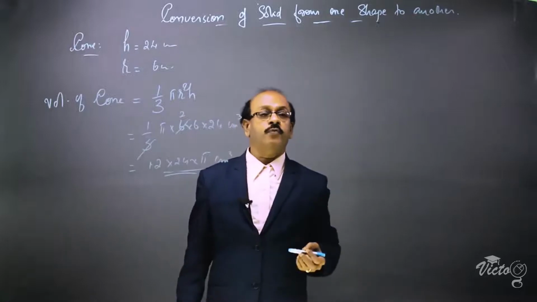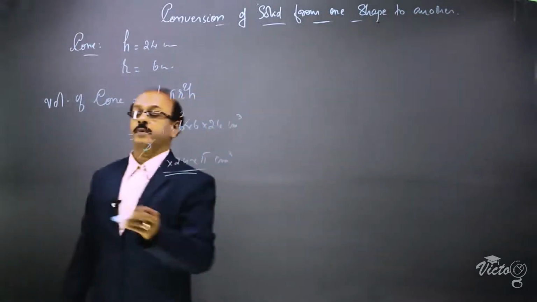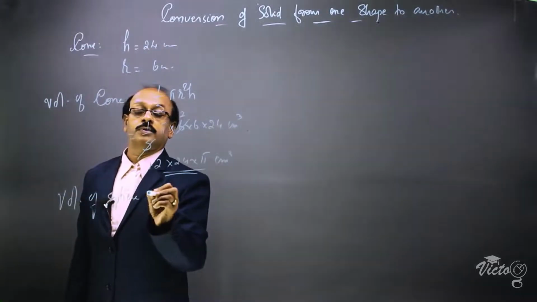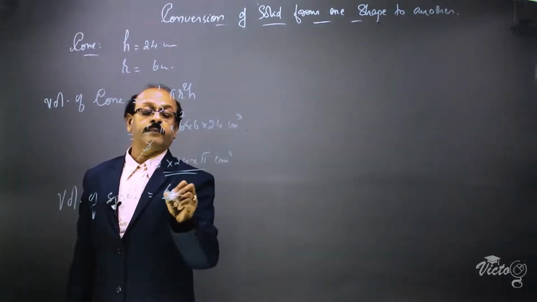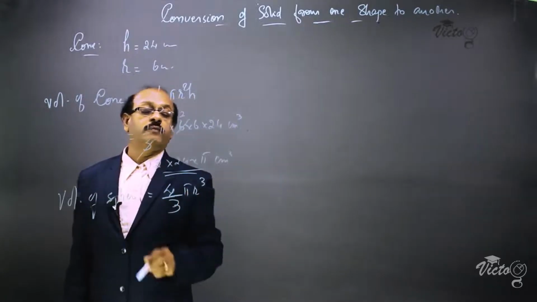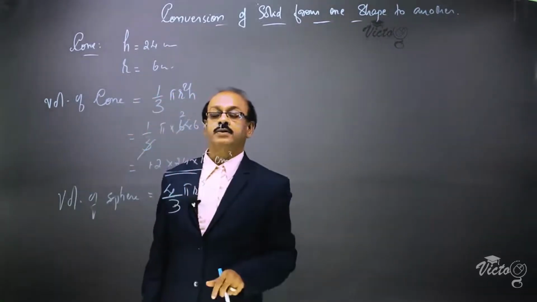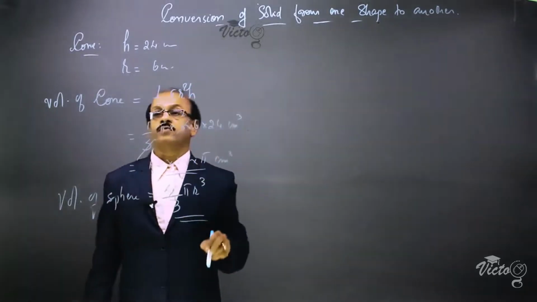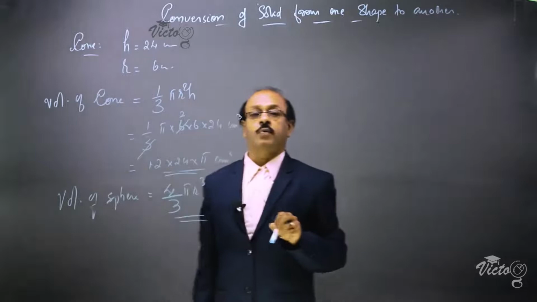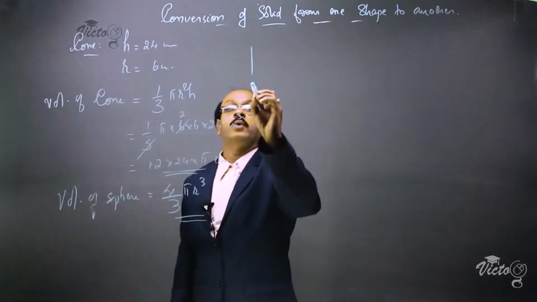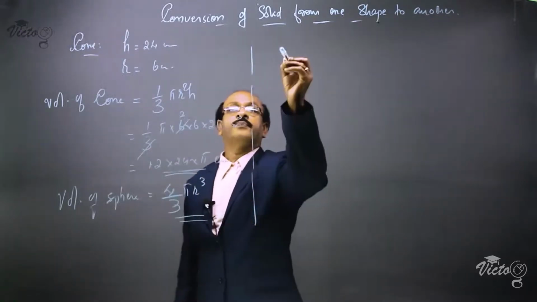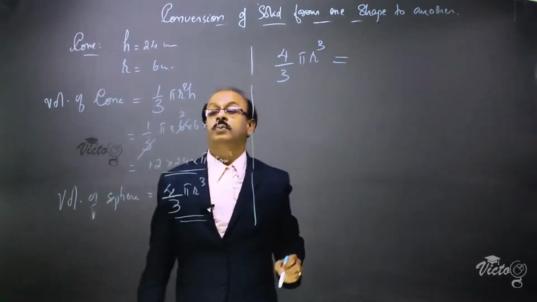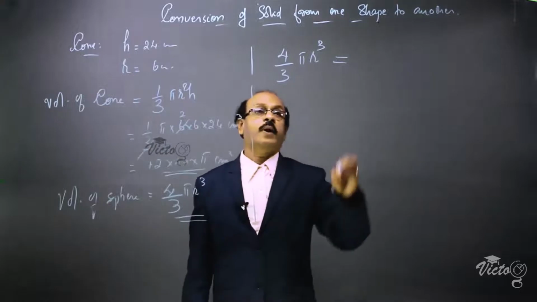Now, write the formula for finding the volume of the sphere. Volume of sphere is equal to 4 by 3 pi r cube. We have to find out the radius of the sphere. So, equating these two volumes, volume of the cone will be equal to the volume of the sphere. Now, we are equating these two volumes. 4 by 3 pi r cube will be equal to 12 into 24 into pi.